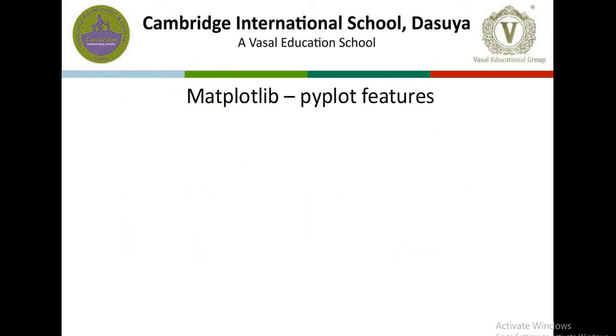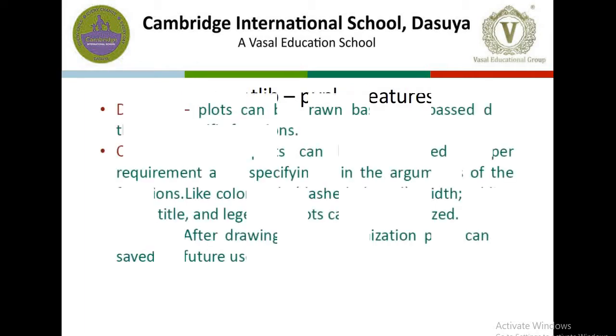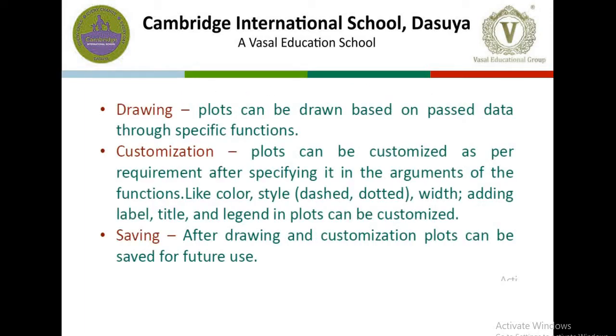What are the features of PyPlot? We can focus on the features. The major features are: first is drawing. Plots can be drawn based on the passed data through a specific function. We can represent the data and draw the figures by passing the data through specific functions. Like earlier we used the histogram function, and today we will use one more function for drawing of lines.